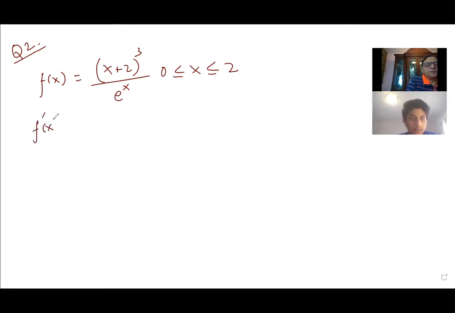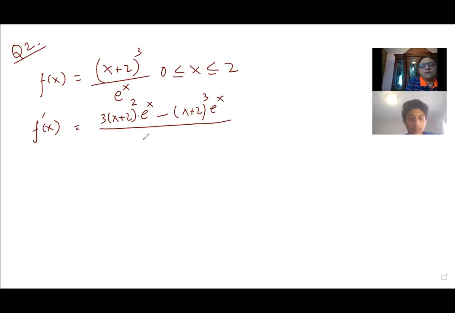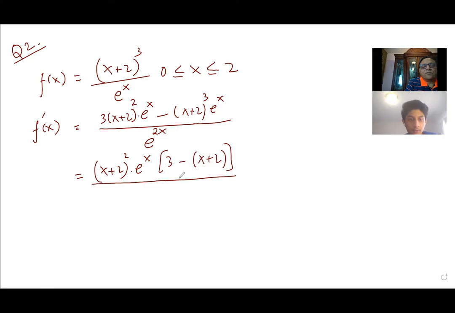Yes, sir. So f prime of x would be 3 times (x plus 2) squared times e to the power of x, minus (x plus 2) cubed times e to the power of x, over e to the power of 2x. Correct. How will you simplify this? You can take (x plus 2) squared and e to the power of x common. Then you would be left with 3 minus (x plus 2) over e to the power of 2x.